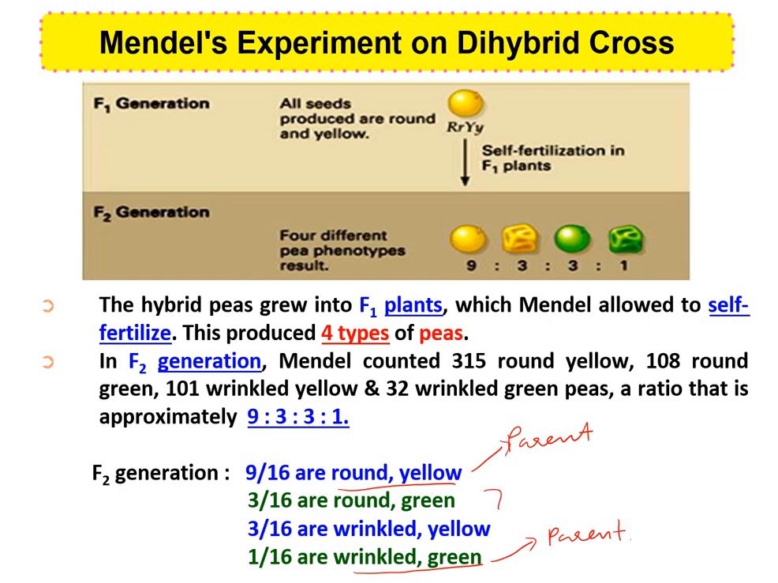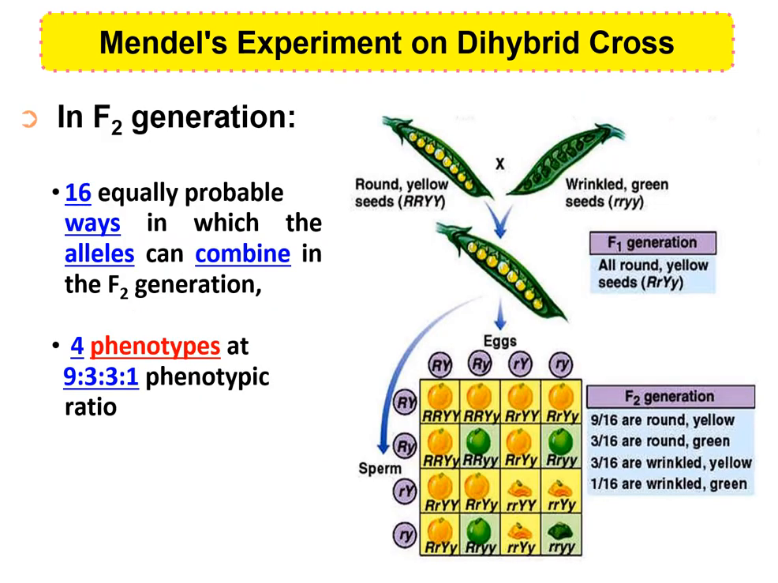Okay, and this one is the combination between the parents, the round combined with the green, and the wrinkled combined with the yellow. So this is a recombinant character, because it is a combination of this parent and this parent. So we have a 9. The most number is the dominant character, and the least number is the recessive character. While the 3 and the 3 are the recombination characters. Okay.